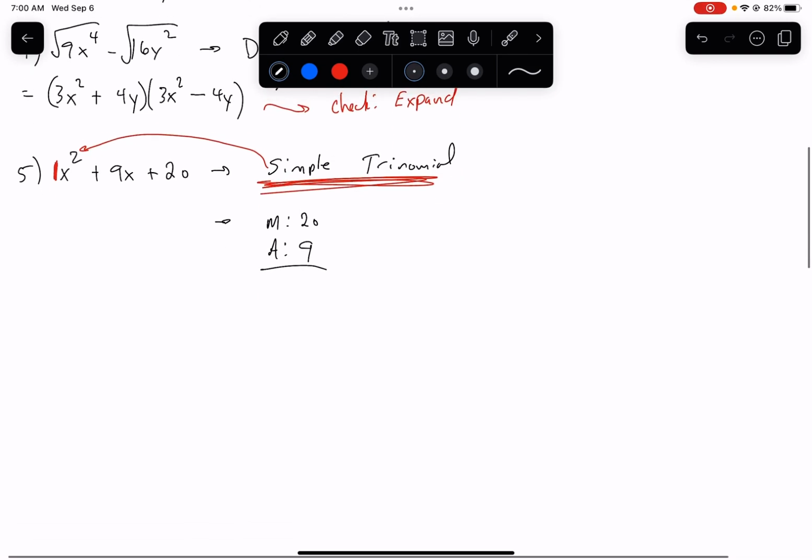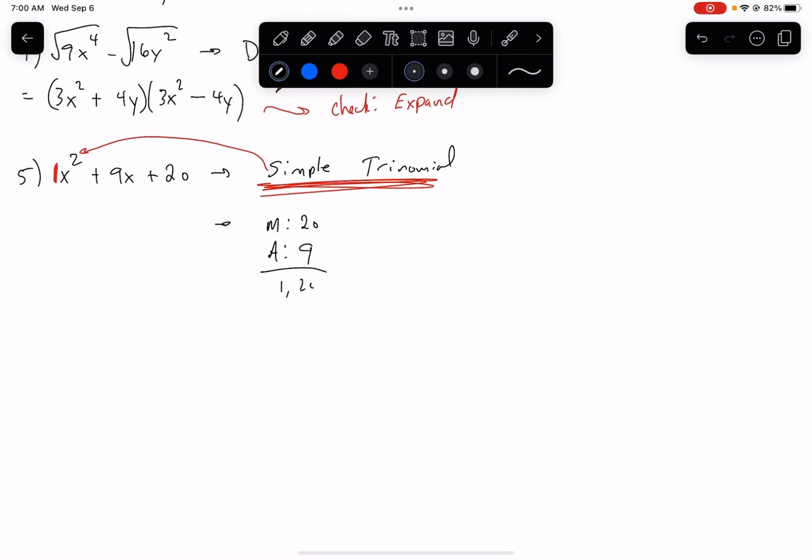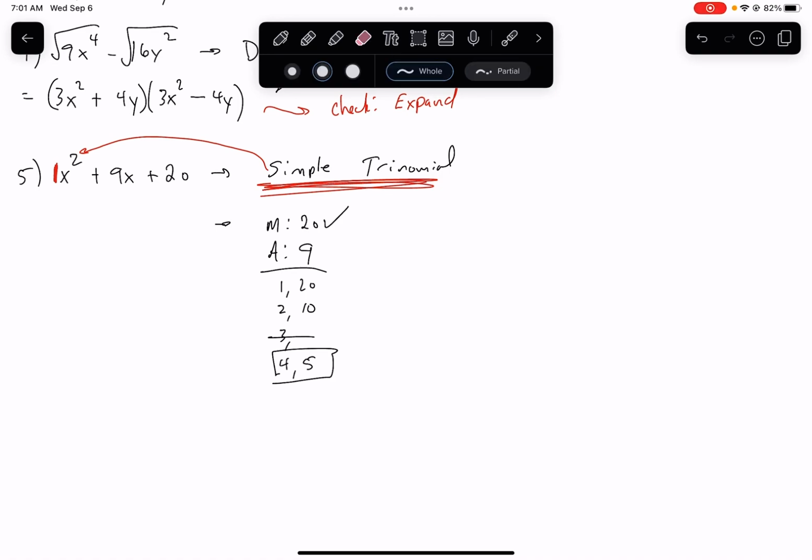You can run through, you know, 1 and 20, okay, that multiplies but is never going to add to 9. 2 and 10 multiplies to 20, but is still never going to add to 9. 3 doesn't go into 20, so you get to skip over it. 4 times 5. Oh, look at that. When I multiply 4 times 5, I satisfy the multiplication condition. And when I add 4 and 5 together, I get 9.